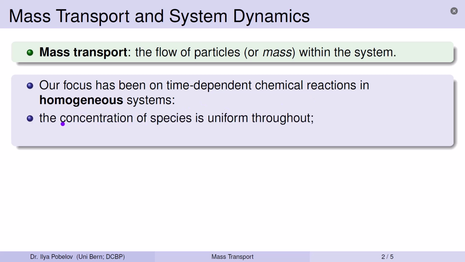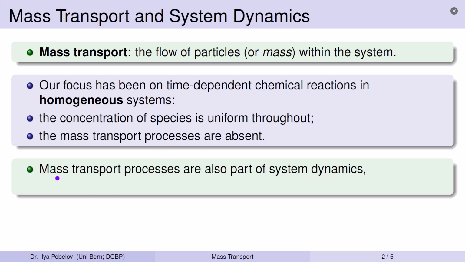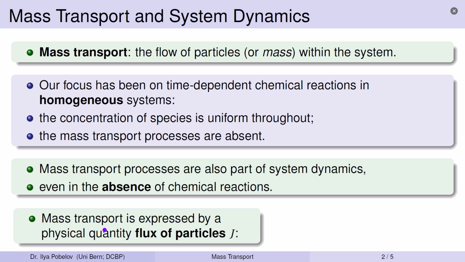In these systems, the concentration of species is uniform throughout and the mass transport processes are absent. However, mass transport processes are also part of system dynamics, even in the absence of chemical reactions. Mass transport is expressed by a physical quantity known as the flux of particles J.